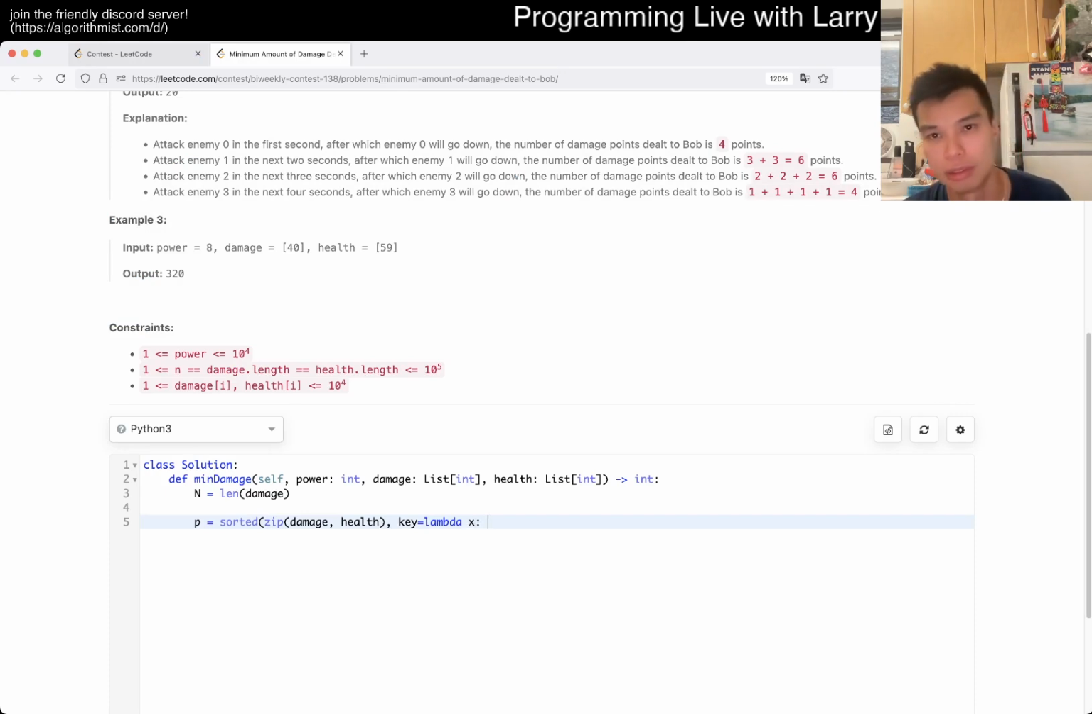X is equal to x sub 1 plus power minus 1 over power. So that's the number of cycles to kill it, times damage, right? I wonder if this is right.